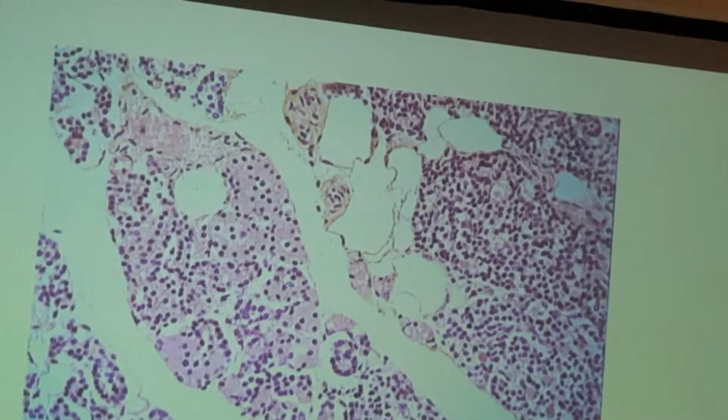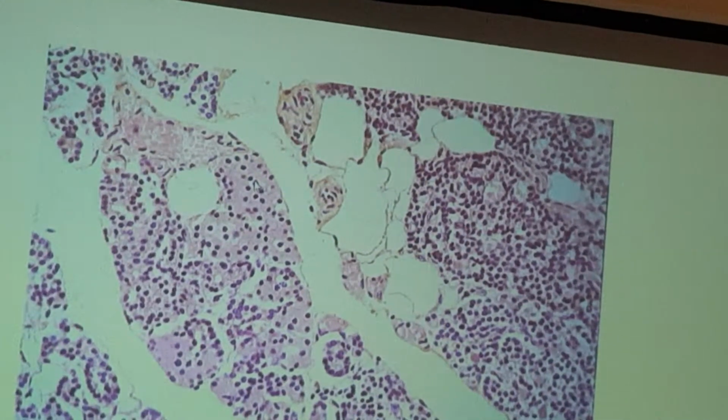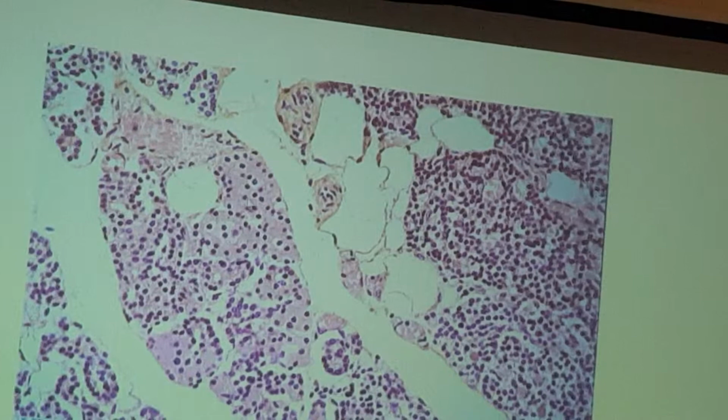Compared to all these cells over here, these would be chief cells. Notice I can't see the cytoplasm, it doesn't stain. So all of these dark nuclei, these are all chief cells. These over here, these clusters where I can see the cytoplasm, those are oxyphils. Again, just one more chance to see that all together as a group.